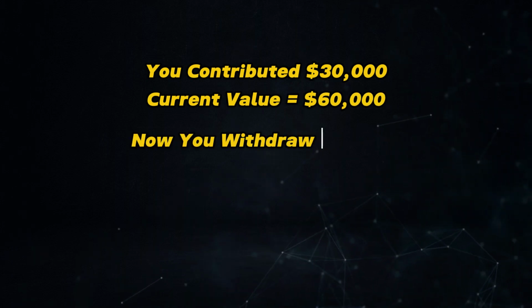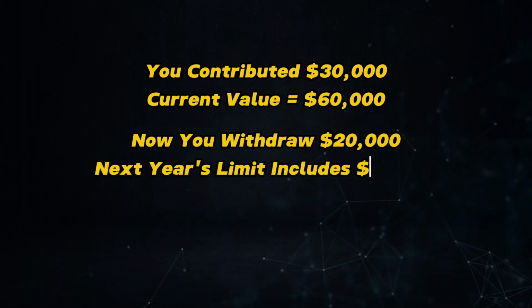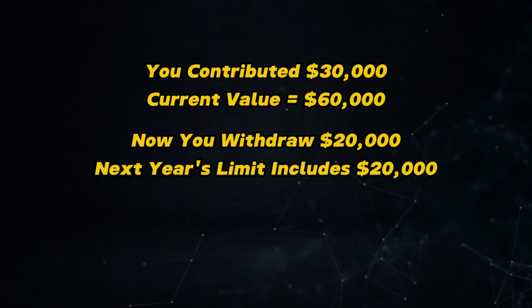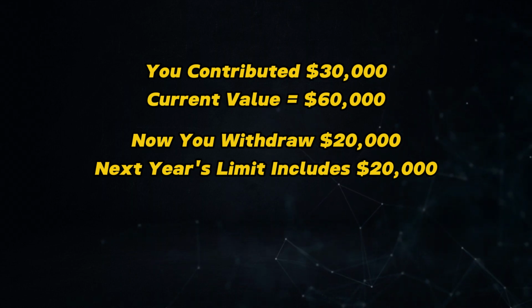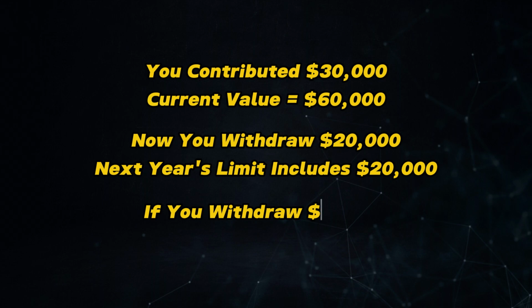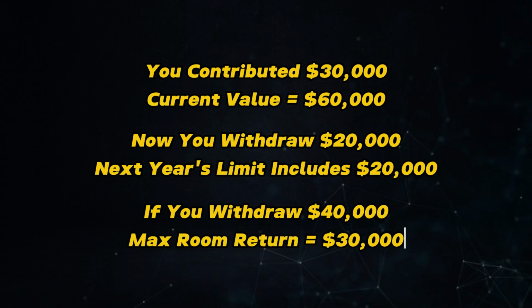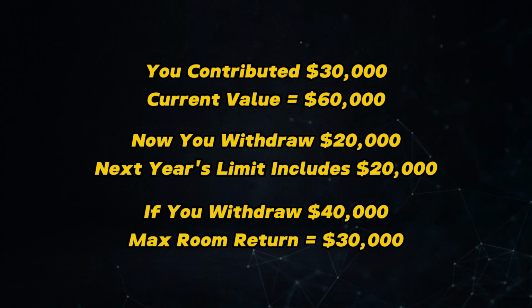Now, if you were to withdraw $20,000 from your TFSA, you can take it out and make use of it. In the following year, you will get a new contribution room, which will also include this $20,000. However, if you were to withdraw $40,000 from this account, the maximum room you can get back is still $30,000. Just keep that in mind if you are withdrawing from your TFSA. However, this is an important feature that not a lot of people make use of.